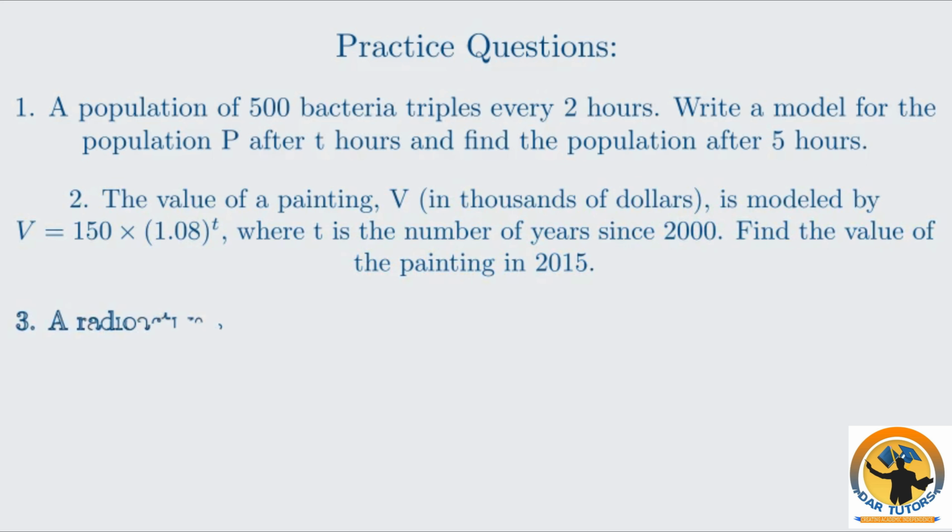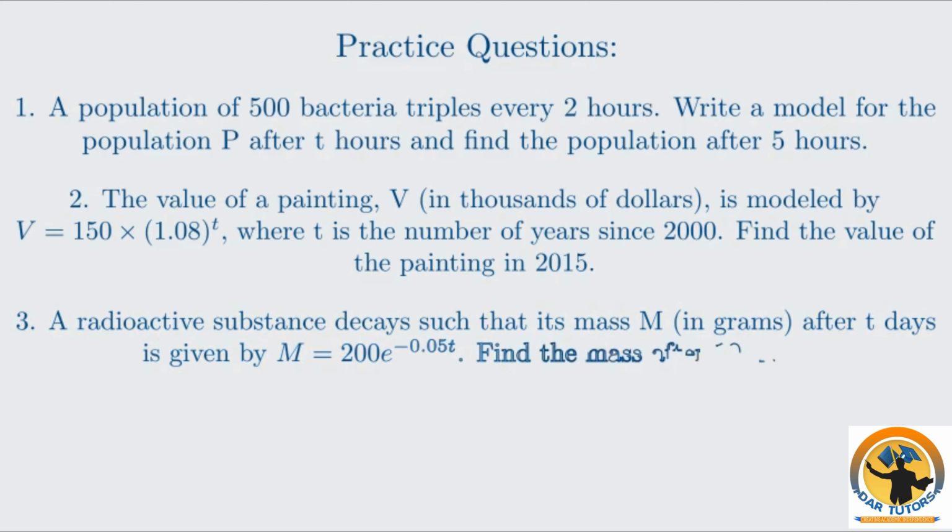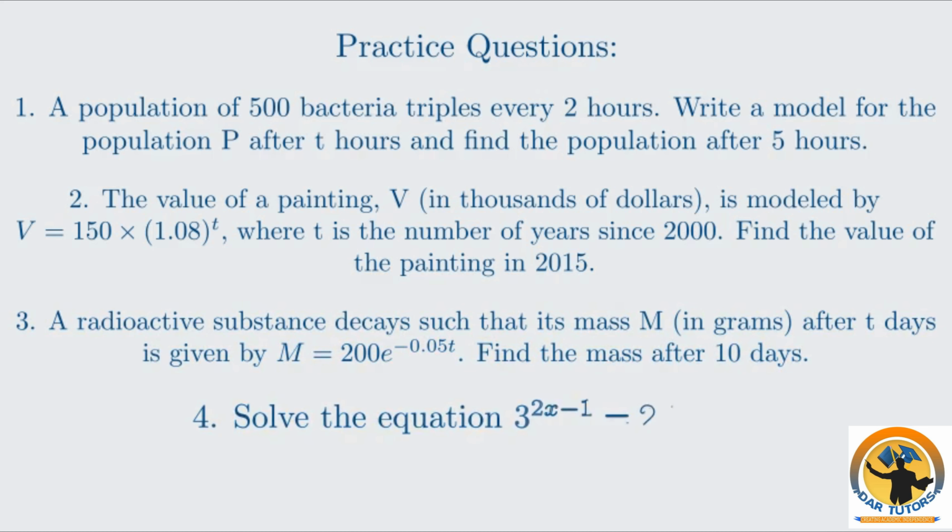Question 3. A radioactive substance decays such that its mass m, in grams, after t days, is given by m equals 200 times e to the power of negative 0.05 t. Find the mass after 10 days. Question 4. Solve the equation 3 to the power of 2x minus 1 equals 27 for x.